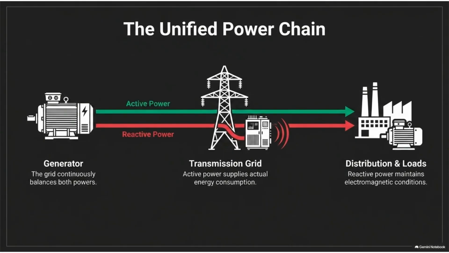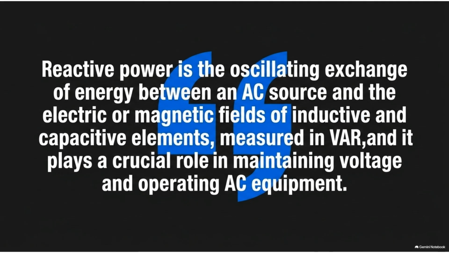In the unified power chain, both active and reactive power are essential. The generator balances both, while transmission and distribution systems maintain power and electromagnetic conditions. In summary, reactive power is the oscillating exchange of energy necessary for maintaining voltage and keeping our AC equipment and grids operating correctly.